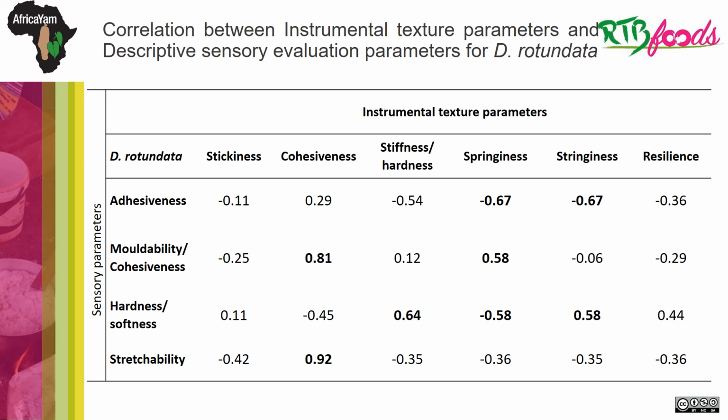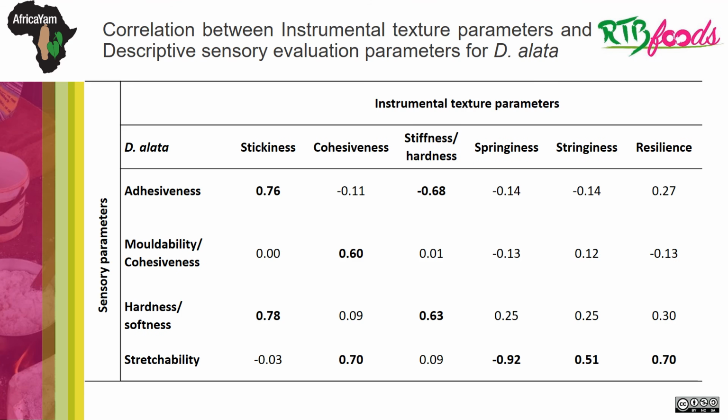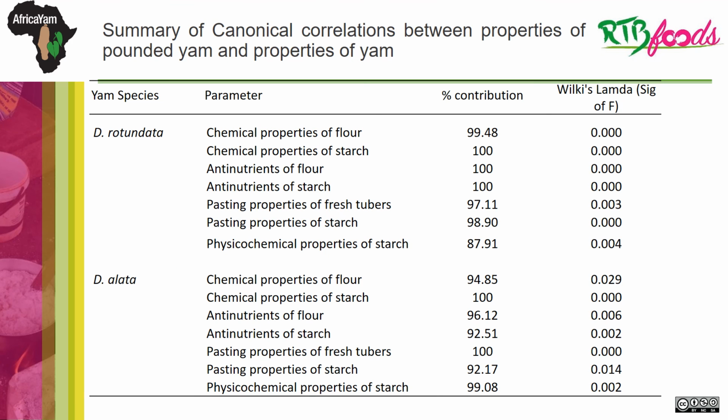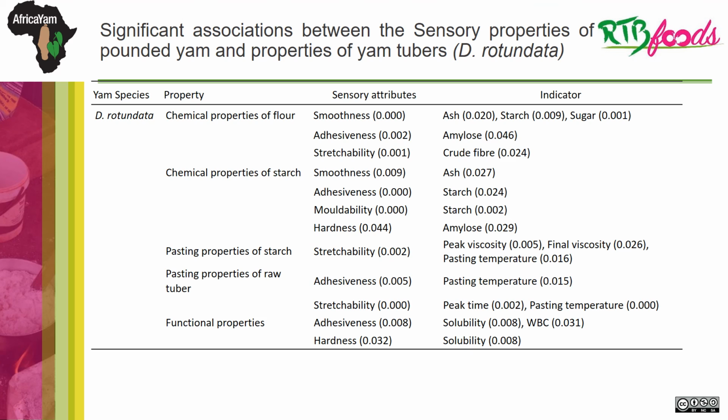And then we correlated the result of instrumental TPA and sensory evaluation. We discovered that there was correlation between cohesiveness in ITPA and sensory. The parameters that were correlated are presented in the table, and we can see them in bold colors. The same thing for D. alata. And then the canonical correlation analysis we did, we said we got some interesting results from what we have seen so far.